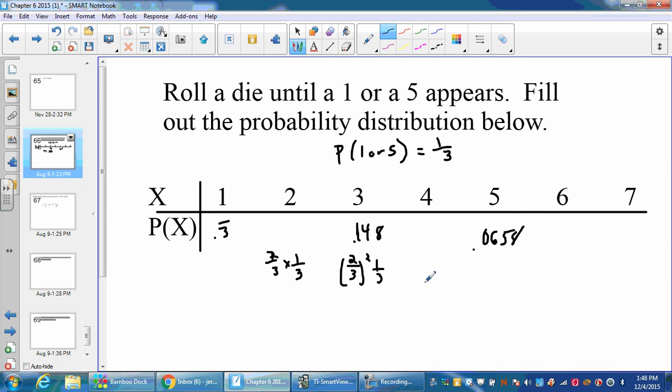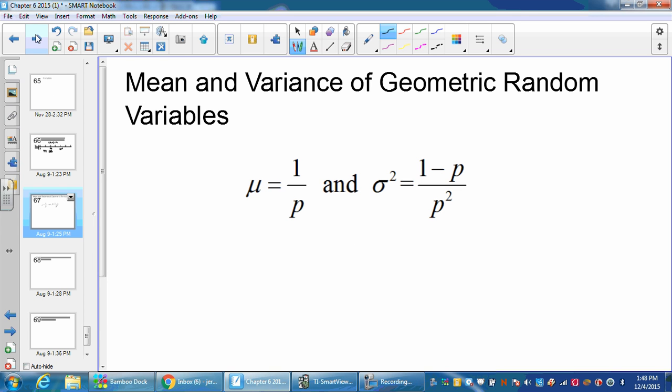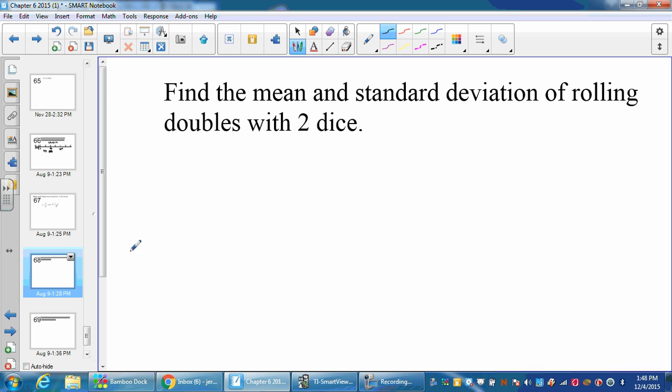0.08, I think it said, something like that. And you could do the same thing and fill in the whole table. Now if you want to find the mean and variance of a geometric random variable, you just take 1 over p, and the variance is 1 minus p over p squared, and just square root it if you want to find the standard deviation. So let's find the mean and standard deviation for rolling the dice.